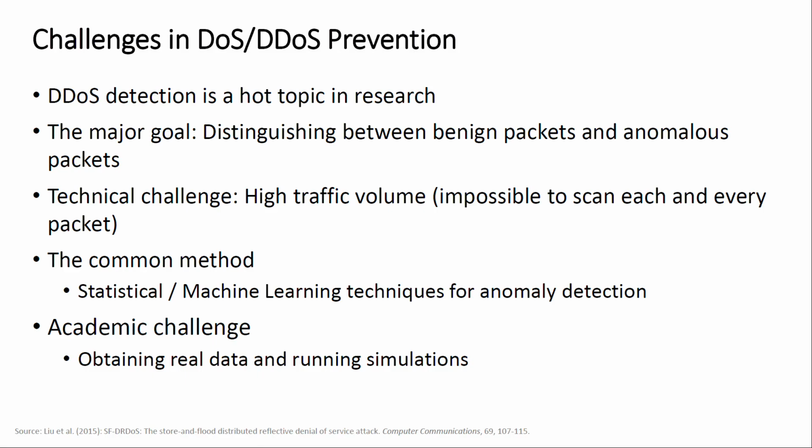So what are the challenges in denial of service attack prevention? This is actually a hot topic. Actually, this has been a hot topic for the last 10 years. The major goal is to distinguish between benign packets and anomalous packets. Technical challenge: high traffic volume, impossible to scan each and every packet. So it is very hard to do it in real time. The common method: statistical machine learning techniques for anomaly detection. The academic challenge is obtaining real data and running simulations.